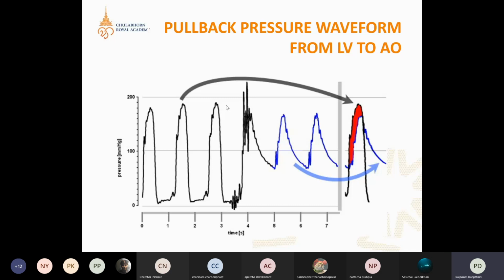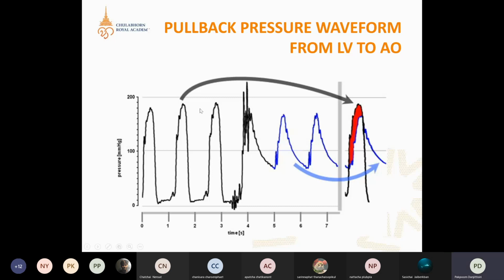After the catheter is placed inside the LV, if the doctor pulls the catheter back into the aorta, the information you will see from this pressure change is the gradient across the aortic valve.